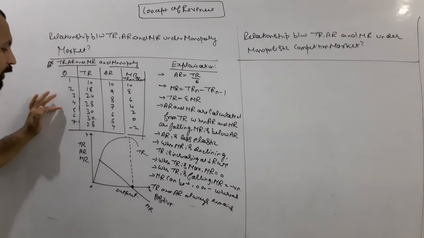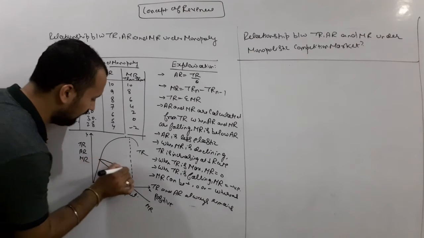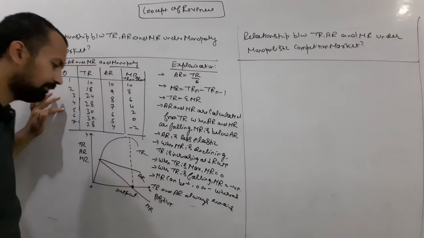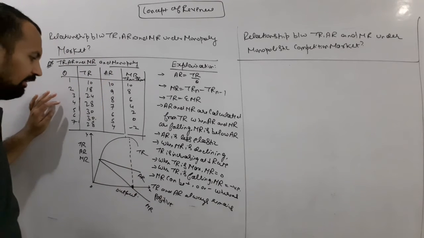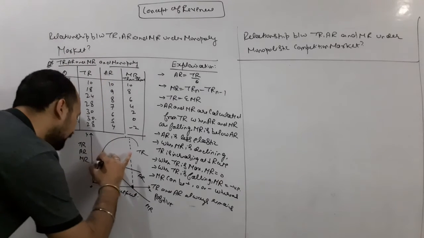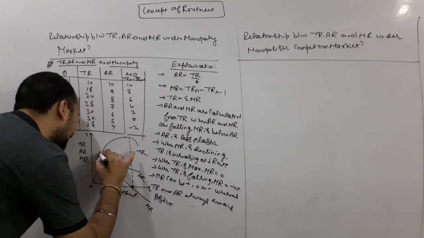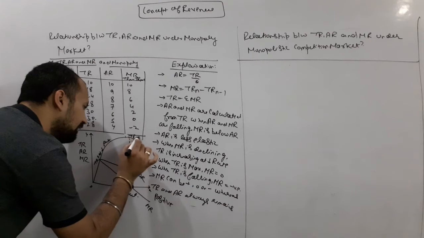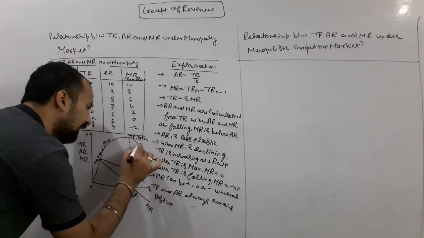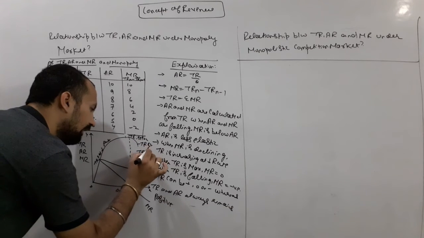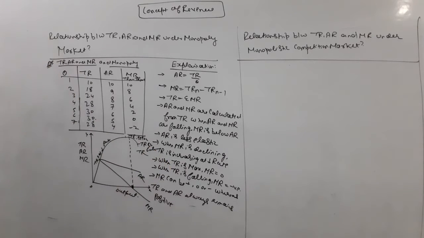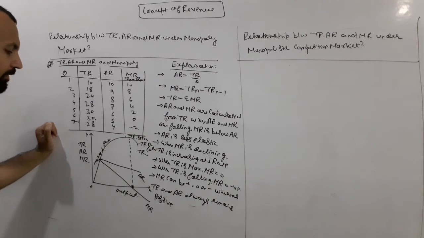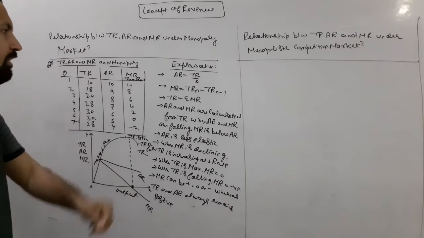Now the next heading is, we need to prepare AR. This is the diagram of AR. Is it clear? This is TR. I am writing down. TR is increasing at diminishing rate. TR is maximum here. TR starts falling here. These were the situations. So we are coming to its explanation.